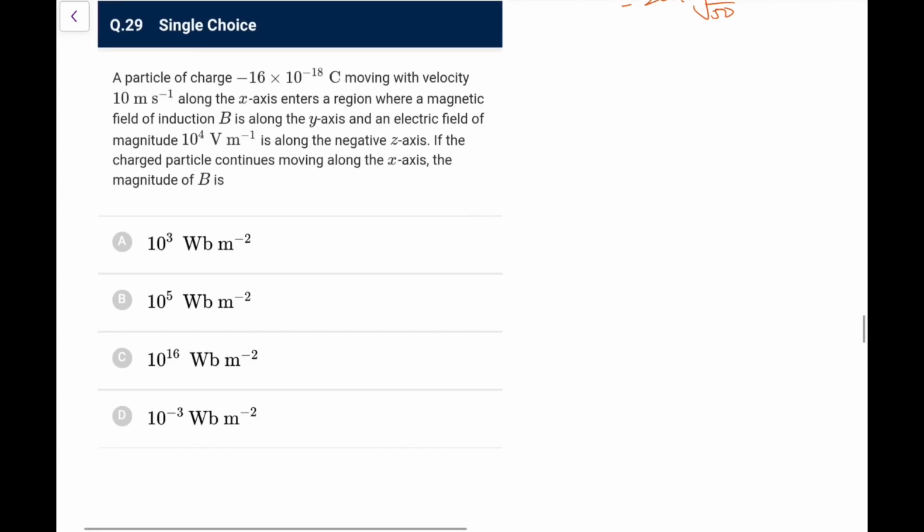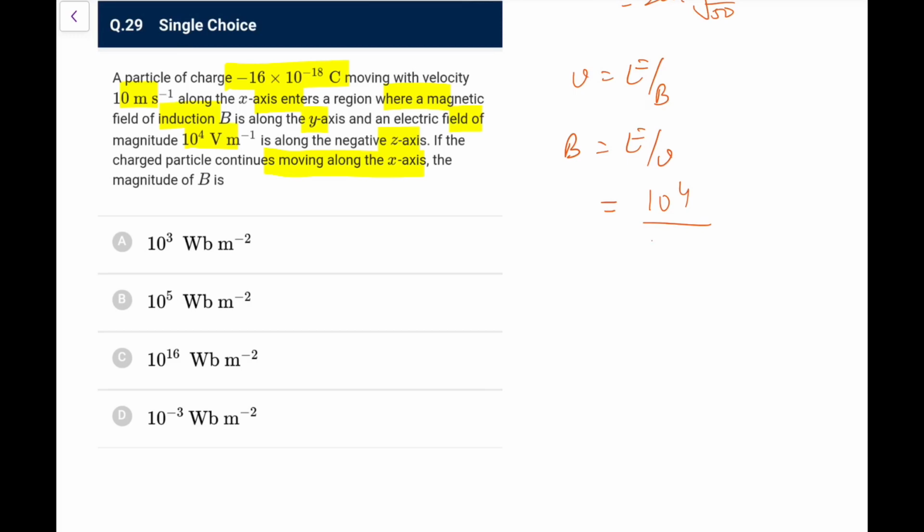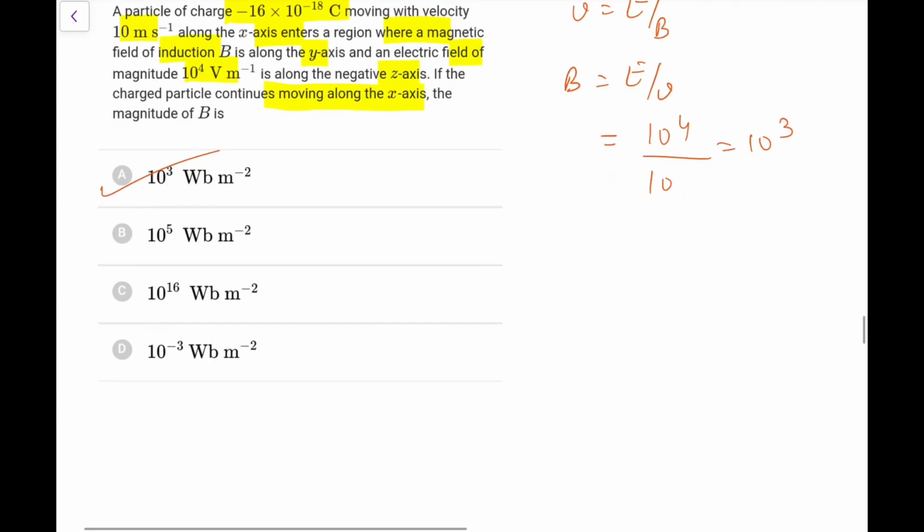Next, a particle of charge moving with velocity along the x-axis enters a region where the field B is along the y-axis and the electric field is along negative z. If the charge continues along the x-axis, the magnitude of B is? That means if it continues, all are perpendicular, so V should be equal to E by B, or B is equal to E by V. You can directly do it, you have done many questions like that, because the magnetic force cancels the electrostatic force. So E was 10 to the power 4 and V is 10, so it comes out to be 10 to the power 3. I can say go for option A, which is a very high magnetic field actually.